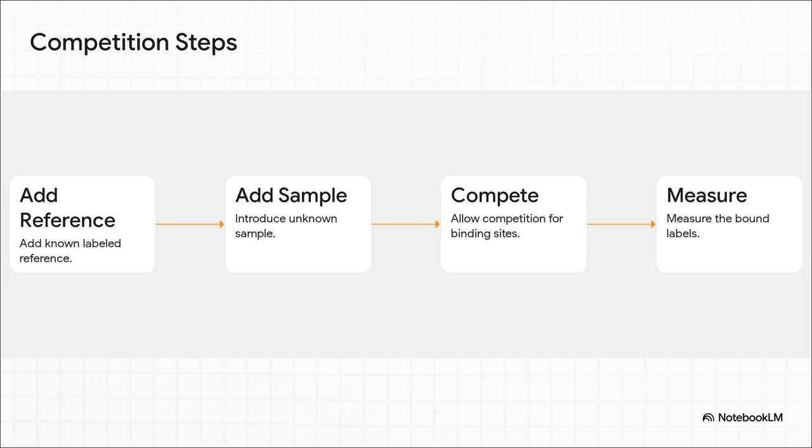Let's walk through exactly how this dynamic process goes down. Step 1. We add our perfectly measured, known labeled reference into the biosensor. Step 2. In goes the unknown sample. Step 3. We just let them compete for those limited binding sites. And finally, Step 4. We measure the labels that actually manage to bind. The logic here is beautifully simple but so profound. If your unknown sample has a high concentration of unlabeled analyte, they're going to crowd out the competition and steal all the chairs. So, fewer labeled molecules will be able to bind. Therefore, the more of the unknown analyte you have, the lower the signal we measure. It's an entirely inverse relationship.